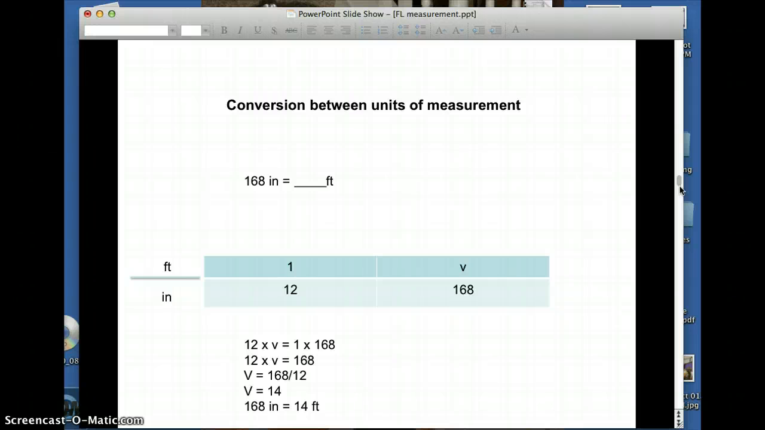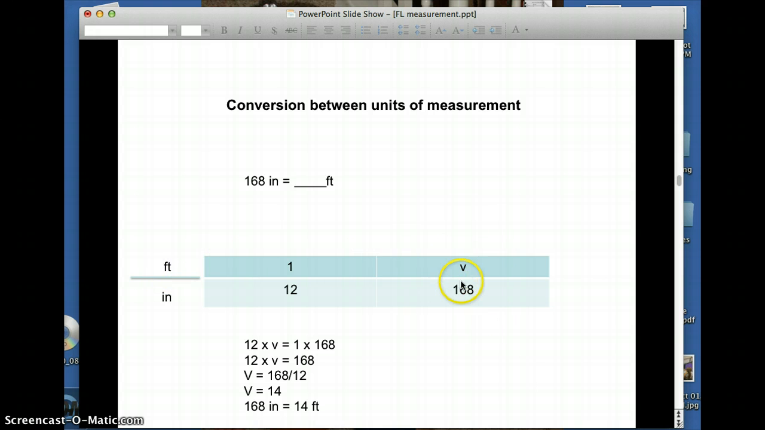So if I'm looking at 168 inches and I want to make that into feet, I have a box set up and put my large unit on top, so feet is on top and inches is on bottom. The first part of your box makes the fraction of what an inch is to a foot, or a fraction of whatever the small unit is to that large unit. So it's 1 foot equals 12 inches, so it's 1/12. So 1 inch is 1/12 of a foot.